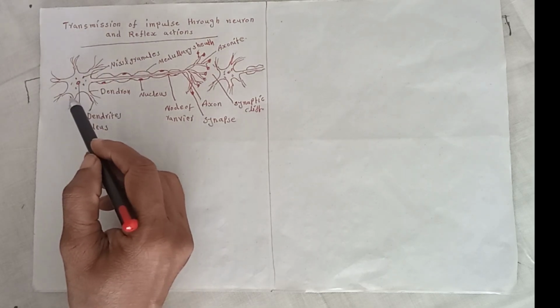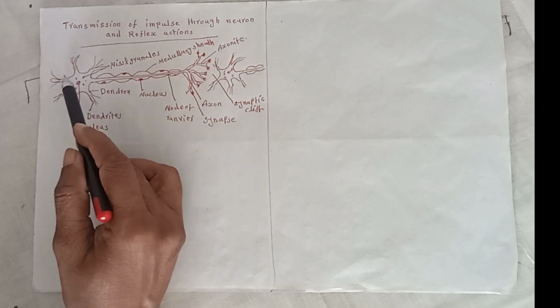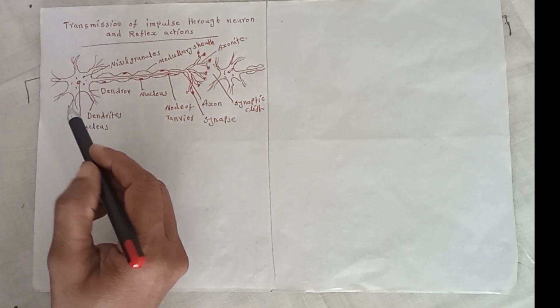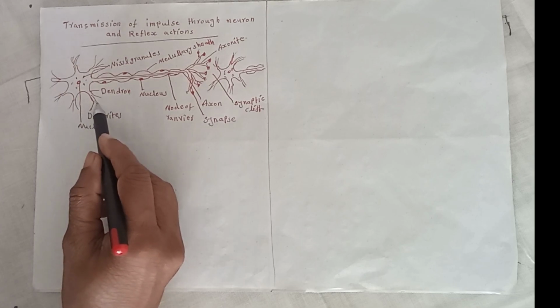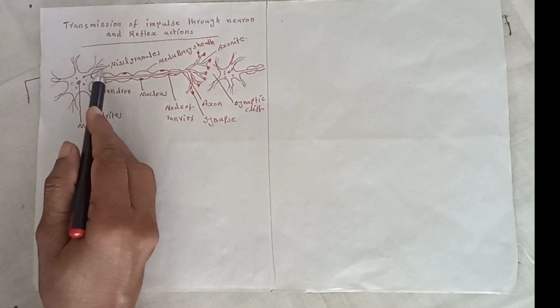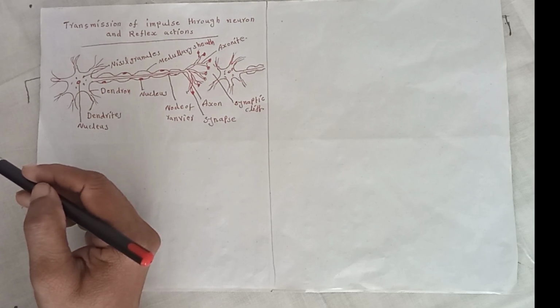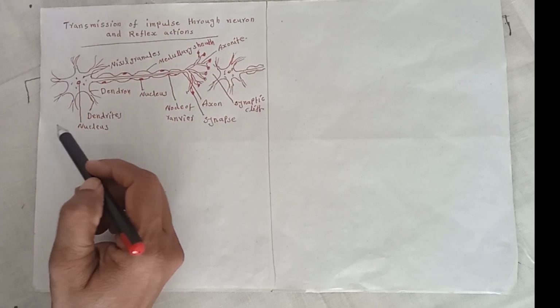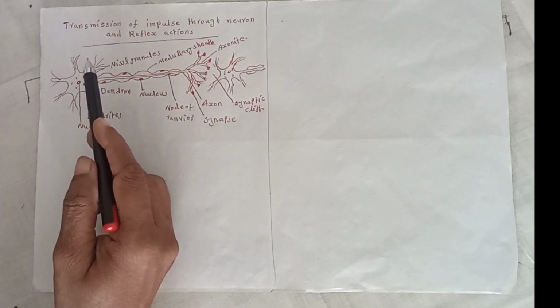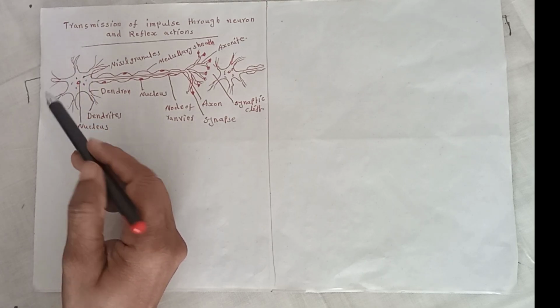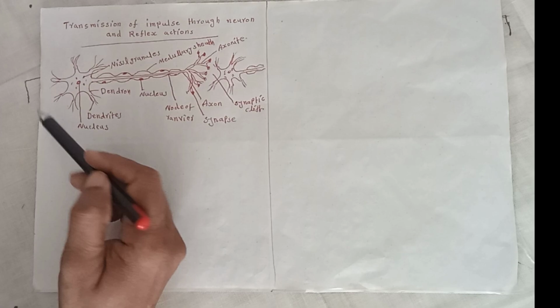The dendrites bring impulses from receptors. Impulses means heat, cold, pressure, etc. Examples of receptors are skin, muscle, gland, etc. The dendrites bring impulses from receptors.